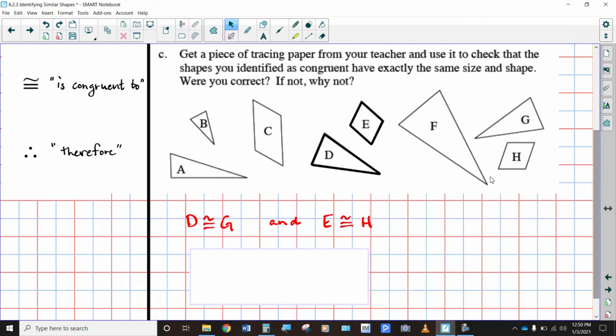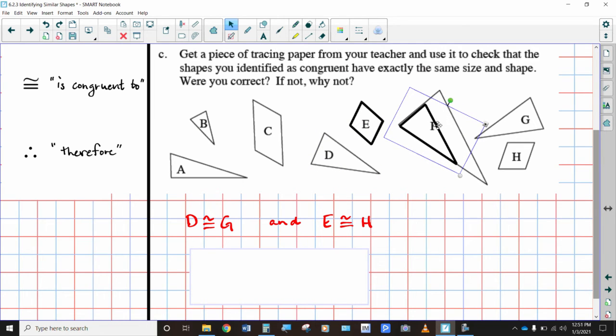Now, are there any other statements that we can make? Now, this is not a part of the directions. They were just asking for congruence, but I was just kind of curious. Let's look at how D compares to F.